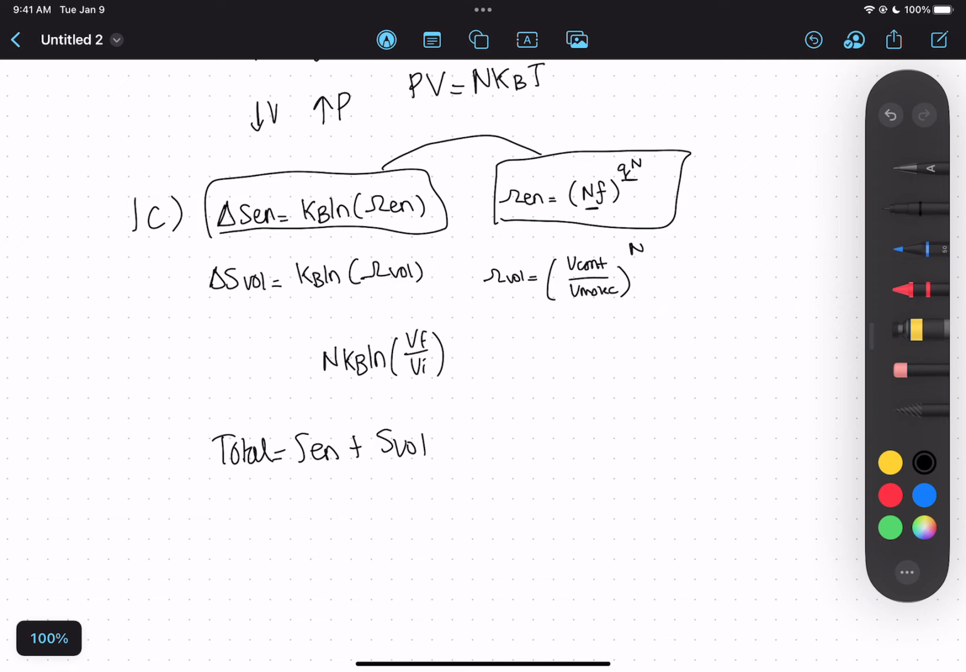Let's see here. So any other questions about that part C right there for 1?